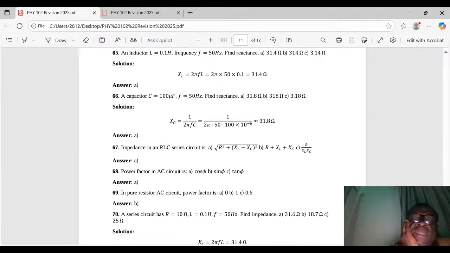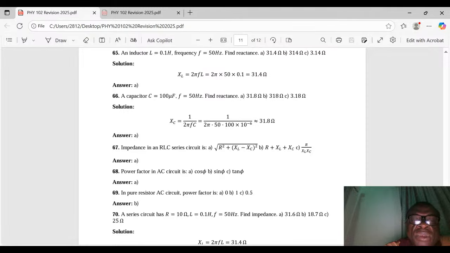If it is in one component, we call it resistance. If it is a resistor, we'll call it resistor. If it is in the inductor, we'll call it inductance. If it's the capacitor, we'll call it capacitance. But if it's happening for all the three of them, we call it impedance. So the answer is A.